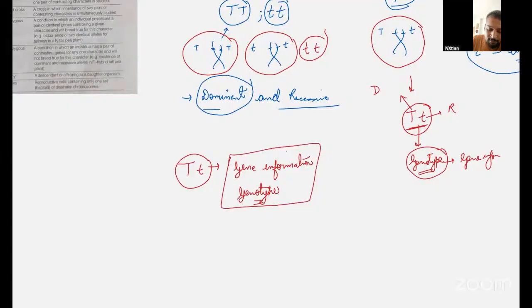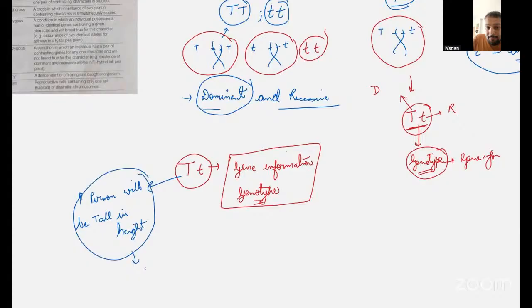So if he is tall in height, then the character which is outer appearance, I will write, the person will be tall in height. So we can conclude that the outer appearance of the person will be tall. So it is called phenotype. Phenotype is basically the outer appearance of a person. Genotype is the gene composition of a person. Everyone got my point?